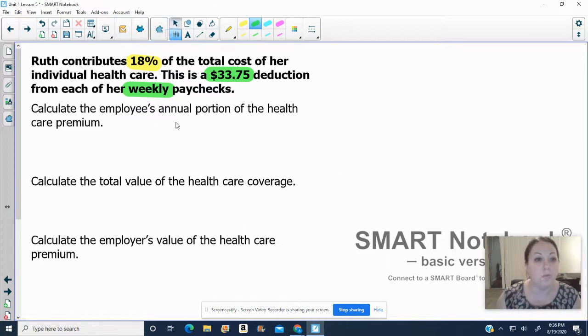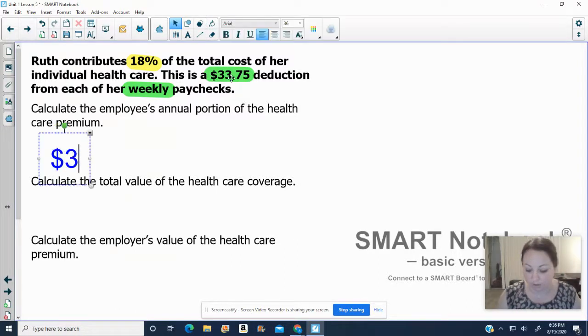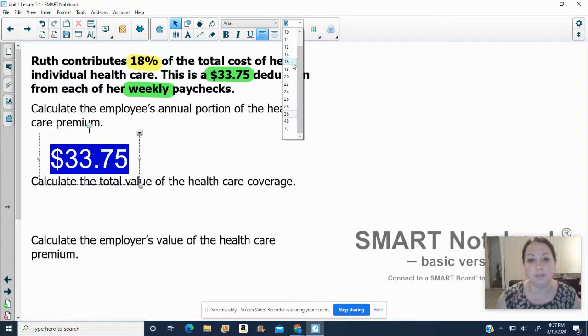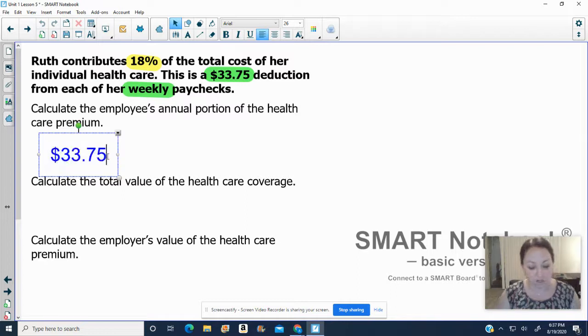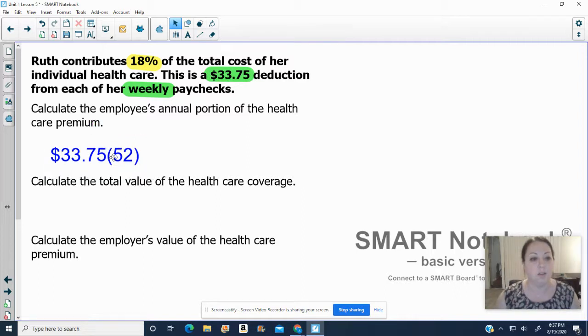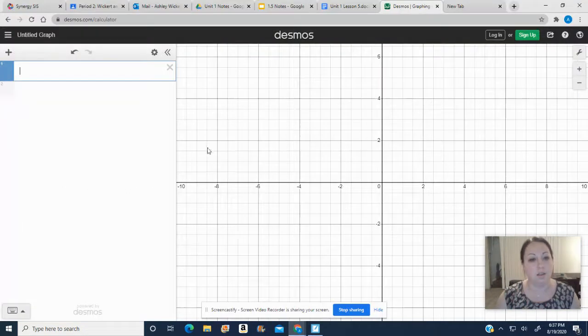Okay? So, first things first, we are going to look at calculating the employee's annual portion of the healthcare premium. Don't get lost in this verbiage. This is asking how much does the employee, which is Ruth, pay for her healthcare premium. We know the amount she pays is $33.75 out of each of her checks, and she gets paid weekly. So we are going to multiply that by 52. I'm going to go over to Desmos and solve that, because I don't expect you guys to do that by hand.